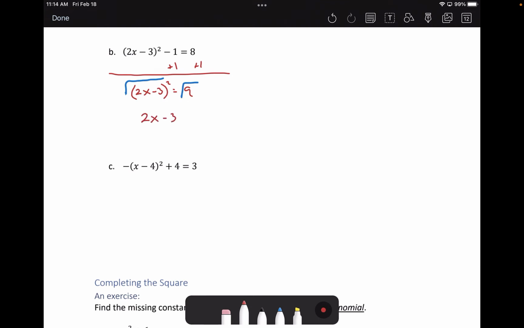2x minus 3 is equal to plus or minus 3. Don't forget the plus or minus on the 9. The square root of 9 is 3. Just don't forget the plus or minus. So at this point, we can split it into two separate equations. 2x minus 3 is equal to negative 3, and 2x minus 3 is equal to positive 3.